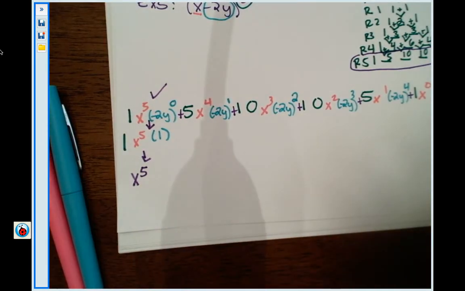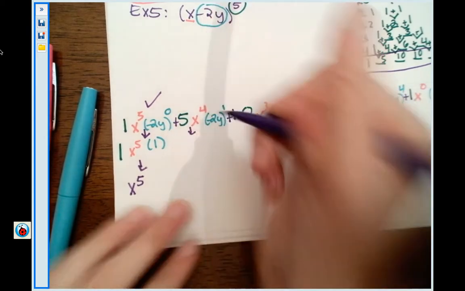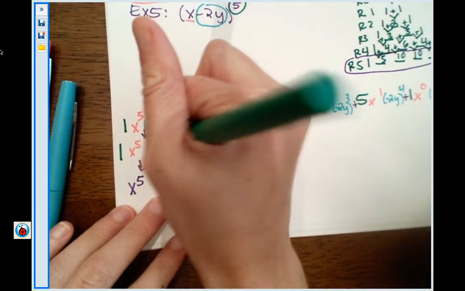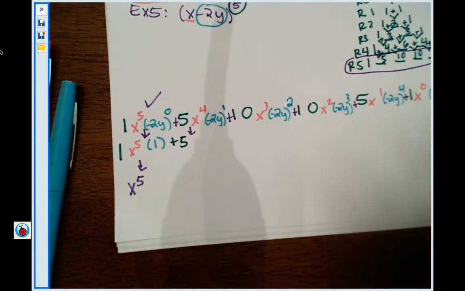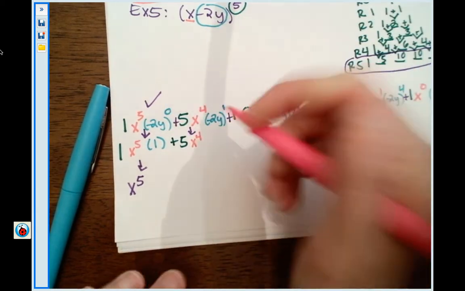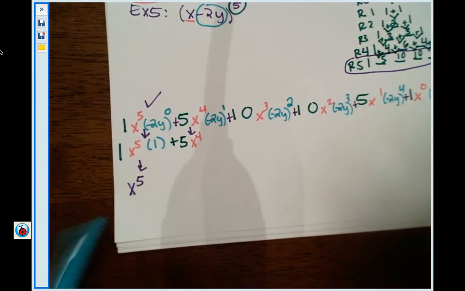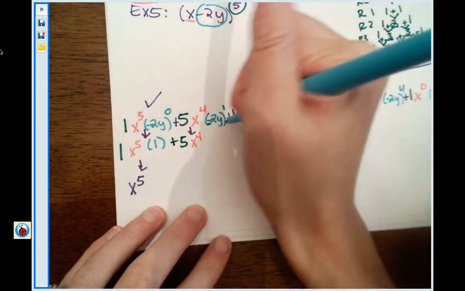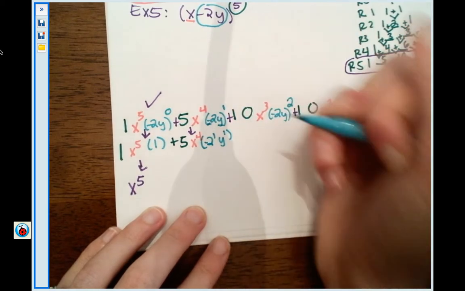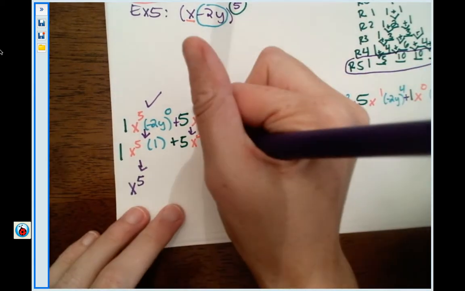Alright guys, we got this. We got 5 more to do. Okay, so let's bring down this one. Alright, I'm going to bring down my 5 first. So plus 5. My x to the 4th is going to stay as x to the 4th. And then I'm going to raise both of these numbers to the first power. So I'm going to raise my negative 2 to the first and my y to the first. Negative 2 to the first power is just negative 2.